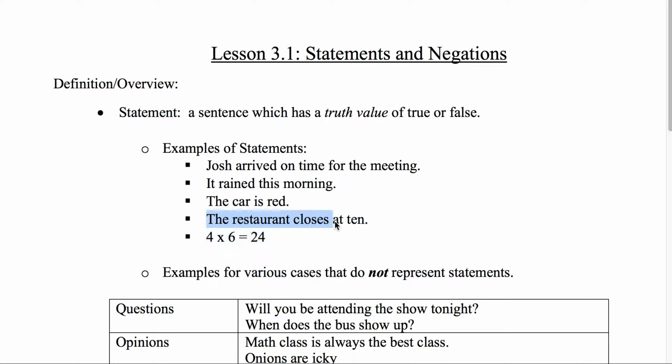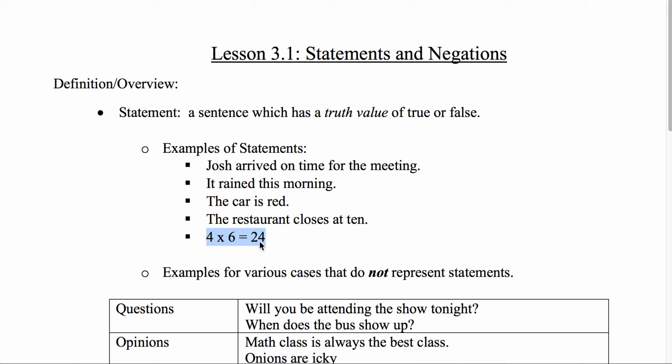The restaurant closes at 10. That is either a true statement or a false statement. So as long as your sentence has a definite truth value of true or false, then that makes it a statement. And then finally, 4 times 6 is equal to 24 is a statement.